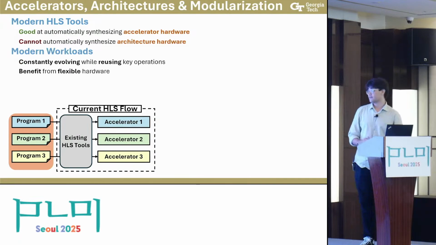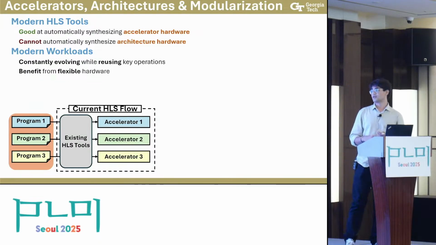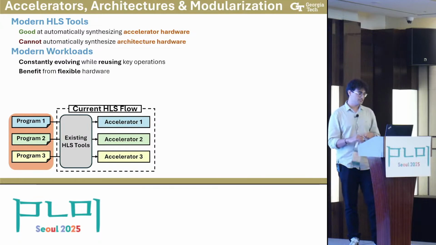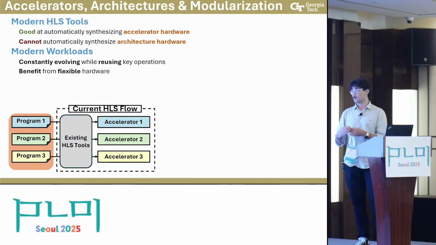And then this kind of interacts with how our modern workloads look. So AI and ML workloads have really benefited from custom hardware recently. And your ML models are constantly evolving. However, they constantly reuse the same key operations. So this includes your GEMMs, your convolutions, your attentions, and your activation functions. So our hardware is the same across iterations, but if we were to use HLS, we're constantly generating new sets of hardware, even though we're basically doing the same thing.